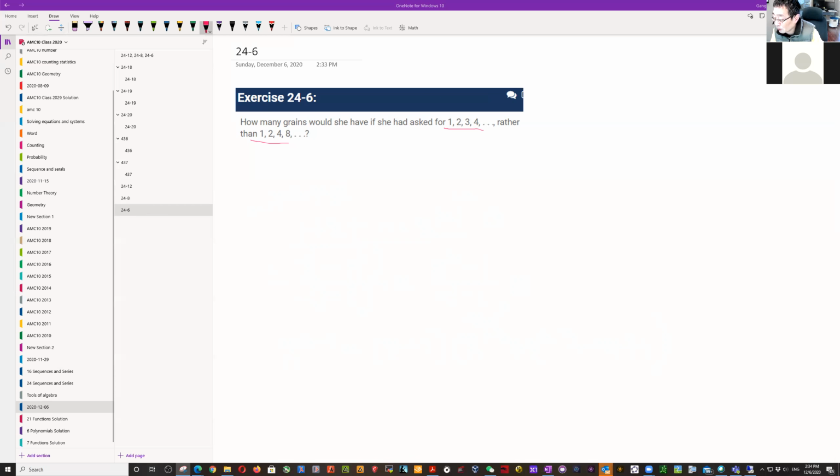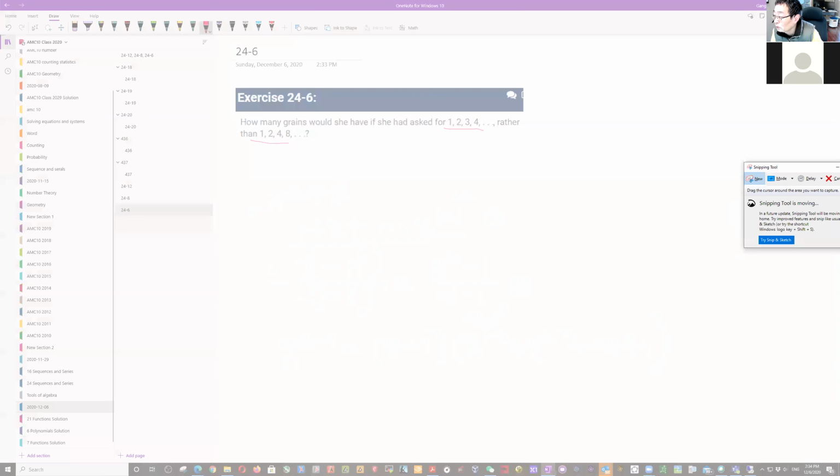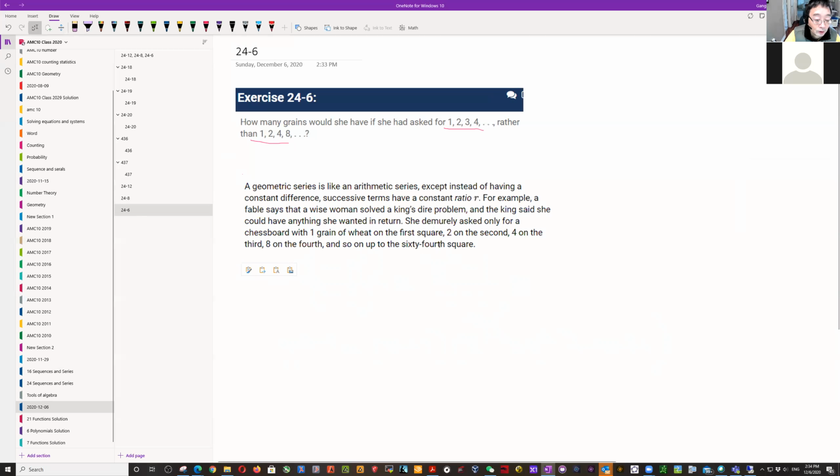So I think 2.6 is on this problem. It's just showing how much difference there is in a geometric sequence. A fable says that a wise woman solved a king's dire problem. The king said she could have anything she wanted in return. She demurely asked only for a chessboard with 1 grain of wheat on the first square, 2 on the second, 4 on the third, 8 on the fourth, and so on.